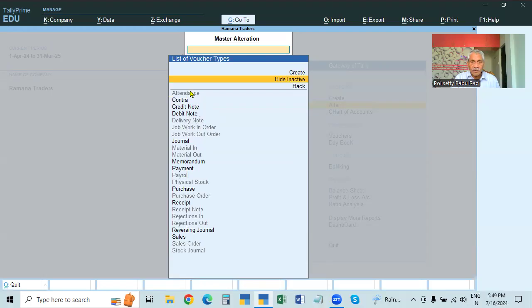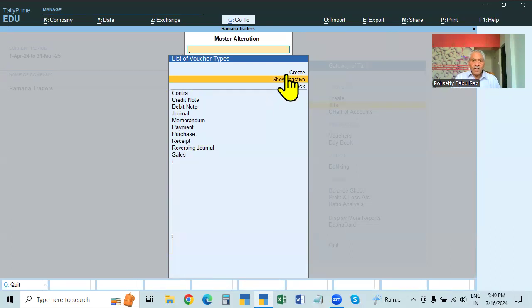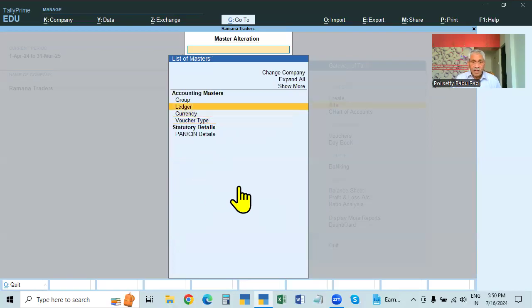So from 2, 3, 4, 5, 6, 7, 8, 9, 10, 11, 12, 13, 14, 15, 16, 17, 18, 19, 20, 21, 22, 23, 24, all the 24 voucher types are available. Hide inactive shows only the ones which you are using. Of these, some we won't use much. Most of the time we use 8 vouchers very frequently, so they are all active. So voucher types 24, groups 28.